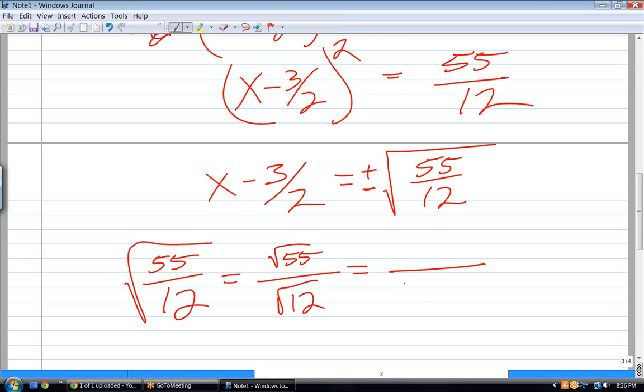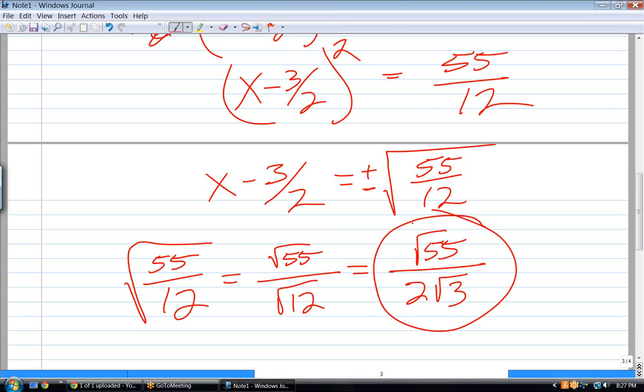Square root of 3, square root of 4. Exactly. Square root of 4, square root of 3. Square root of 4 is what? 2. So it's 2 square roots of 3. Still have this 55 up there. Now what's the problem with this answer? It's got a square root in the denominator. Radicals in the denominator. How do I rationalize that?